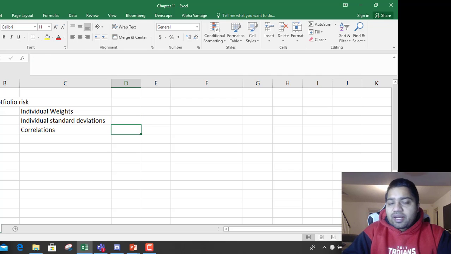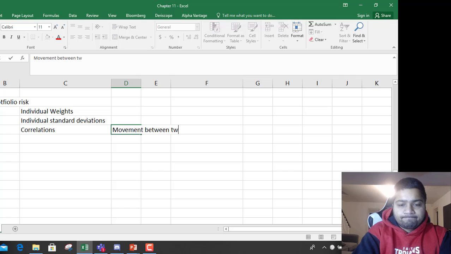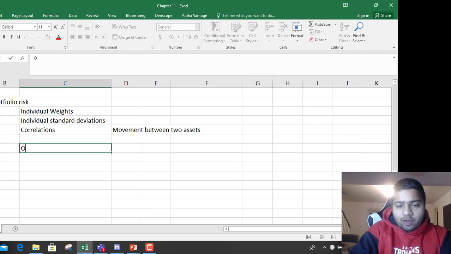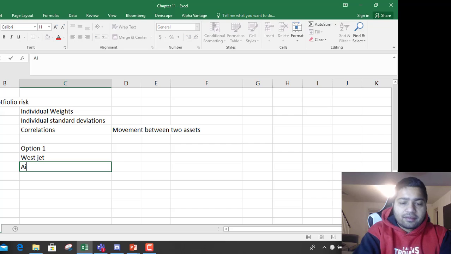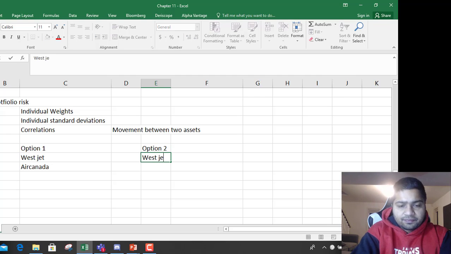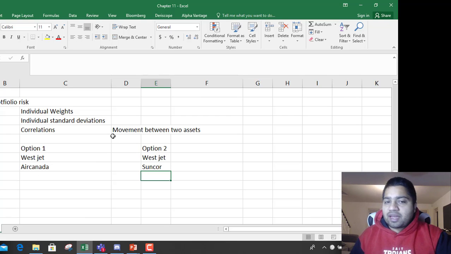And correlation. What is correlation? Correlation is movements between two assets. So imagine there are two options. Option 1, create a portfolio by including WestJet and Air Canada, and option 2, create a portfolio using WestJet and Suncor. Now which portfolio will have lower risk?